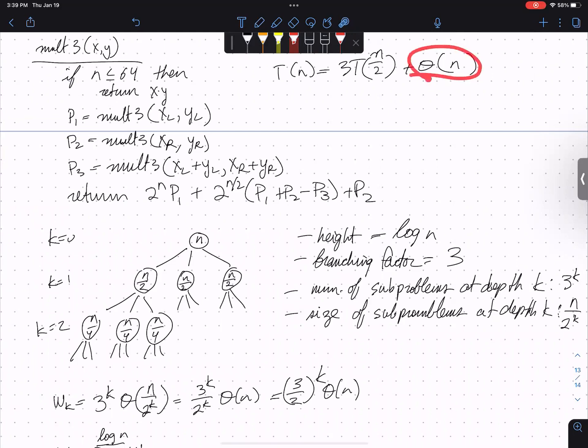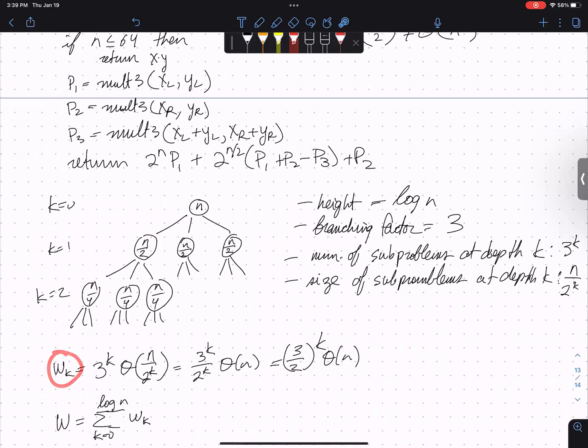Right. Because it's theta n, that means the subproblem size is n over 2^k, then the work is linear in that size. So it's theta n over 2^k. The work at level k is the number of subproblems at level k times the work done at each of those subproblems.